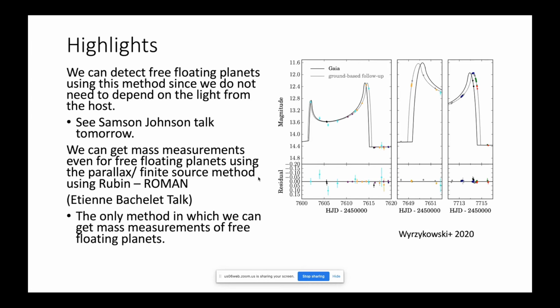And we can even get mass measurements for the free-floating planets using the parallax finite source method using Rubin and Roman. I think Etienne Bachelet's talk tomorrow may mention some of that too. This is possibly the only method in which we can get the mass measurements of free-floating planets. Here is one example of this method using Gaia, by Wyrzykowski et al. 2020.